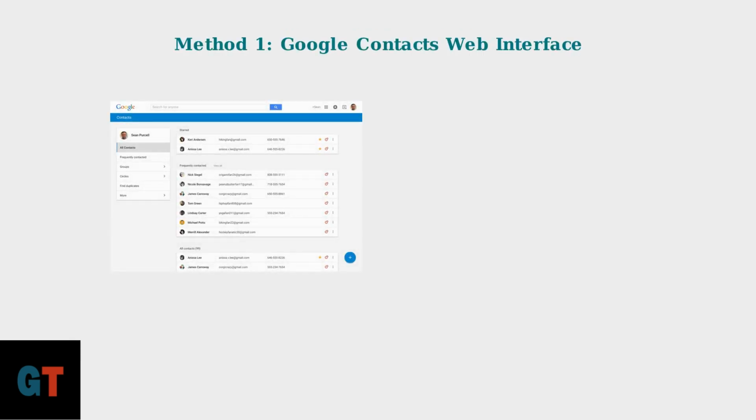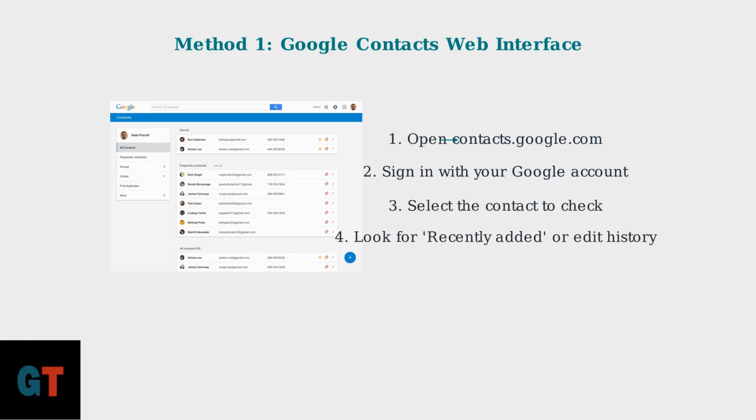The first method to check when contacts were added is through the Google Contacts web interface. This is the most accessible approach for most Android users. Here are the step-by-step instructions. First, open your web browser and navigate to contacts.google.com. Make sure you're signed into the same Google account that syncs with your Android device.